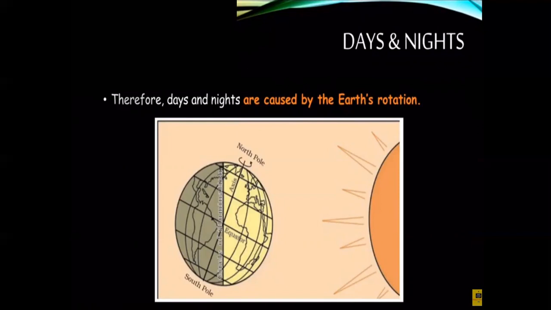Because if Earth stops rotating, and we are right now having day, we will experience day only. We will never experience night. But there is no chance that Earth will stop rotating. It will just go on and on for many years. We don't know for how many years it will keep on rotating, or which day this Earth will cease to exist. That is all up to God. So this is how the days and nights are caused by the Earth's rotation.